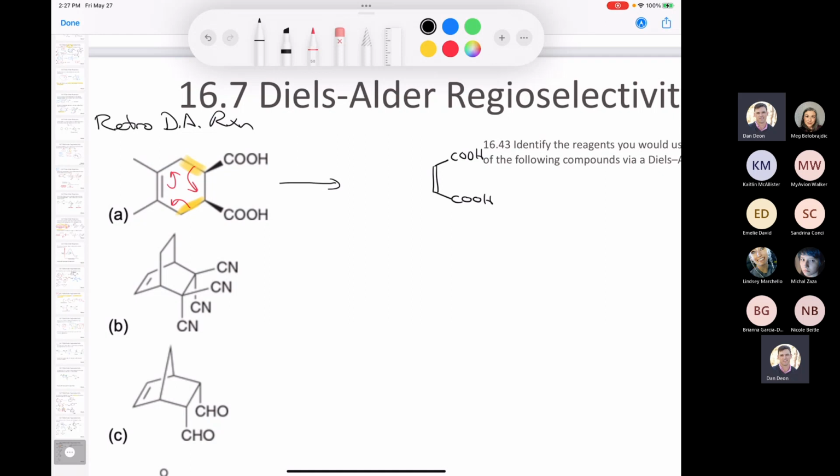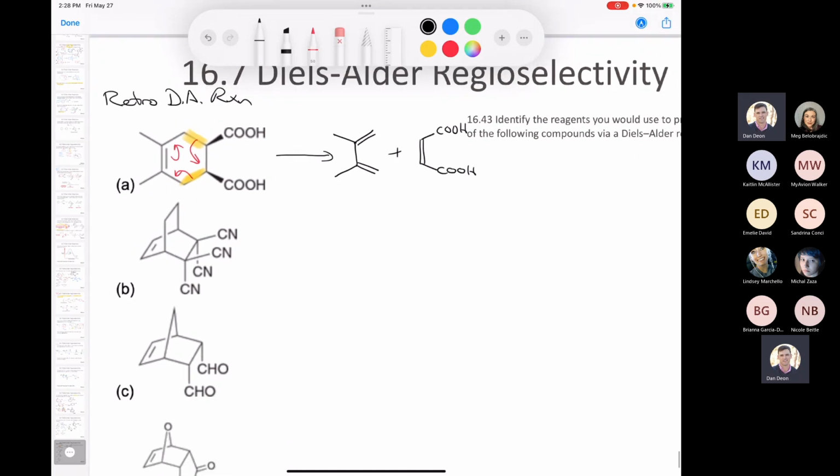And what's our diene going to look like? Again, we're breaking those 2 bonds that are highlighted in yellow. And so we're going to have a double bond here, and we're going to have a double bond here. And there you have it. Those are going to be the reactants that you would need to make that cyclohexene derivative. The next one is a little more interesting, isn't it?